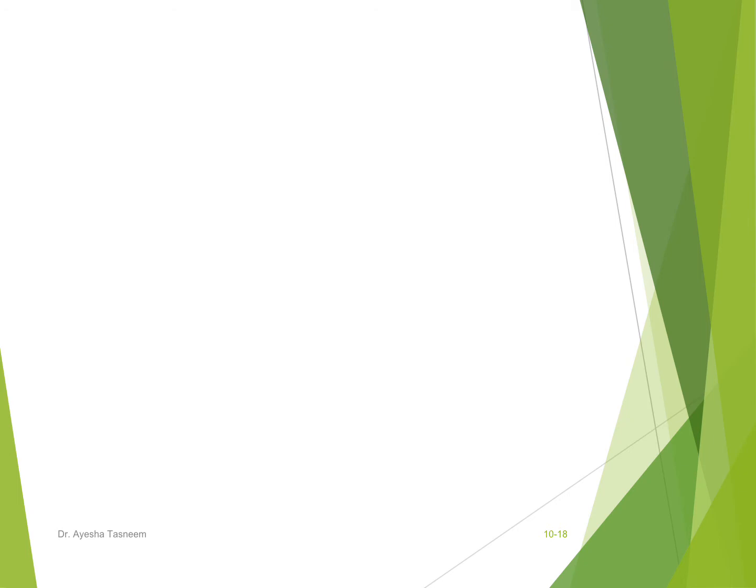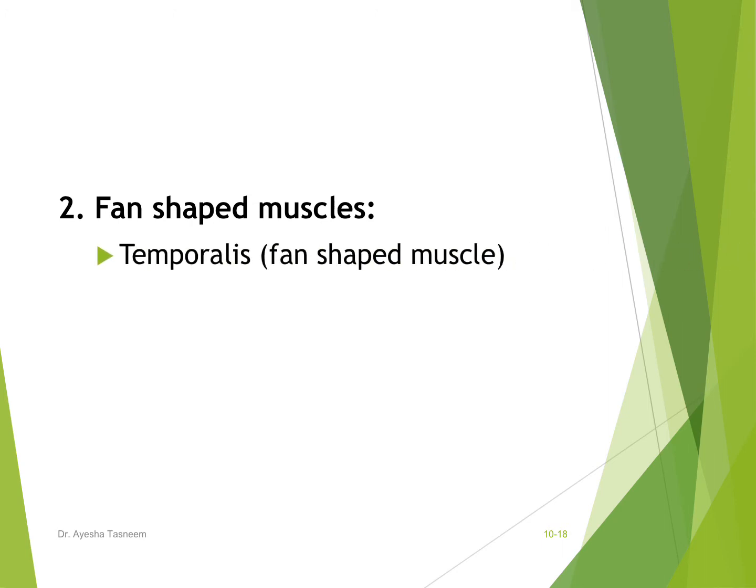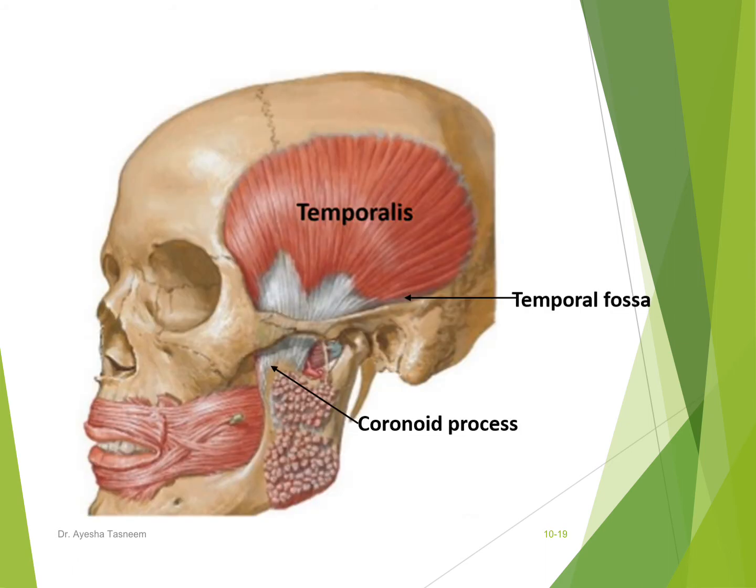Then we come to the second subtype, the fan shaped muscle. Fan shaped muscle has two examples. One is the temporalis and the other one is the deltoid muscle. Here you can see temporalis. It is present on the side of the skull and is attached to the temporal lines. It has a broad origin, again narrow insertion, and the shape of this muscle is a fan, so it is also known as fan shaped muscle.